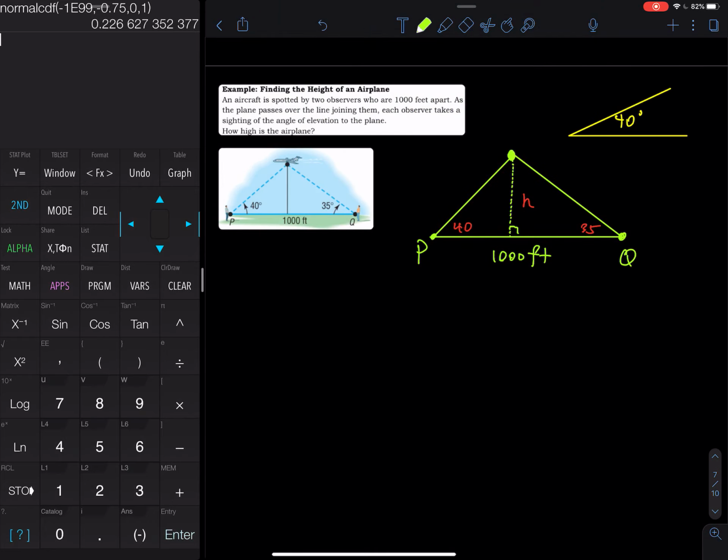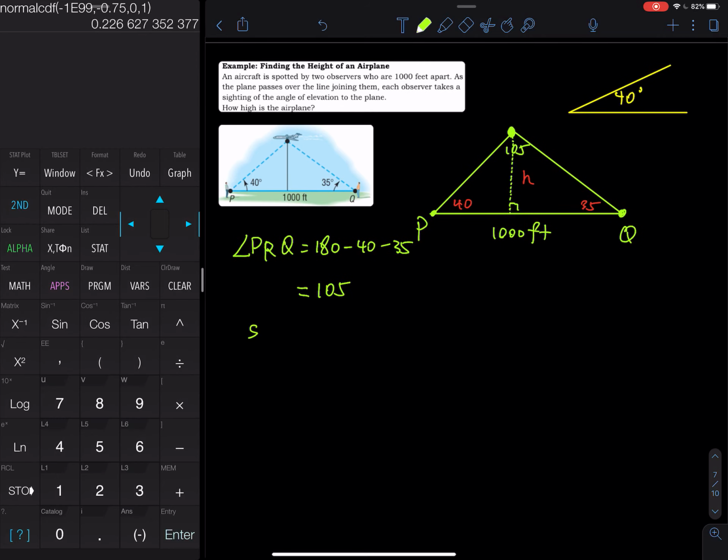First, I have one oblique triangle and two angles, so why don't we find the third one? Angle PRQ equals 180 minus 40 minus 35. Subtract the other two interior angles and that equals 105. So this is 105 degrees. The 105 is facing the 1000, so I can use the law of sines: sine of 105 facing the 1000.